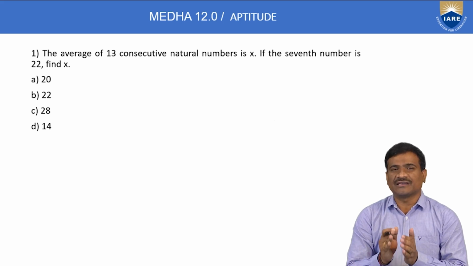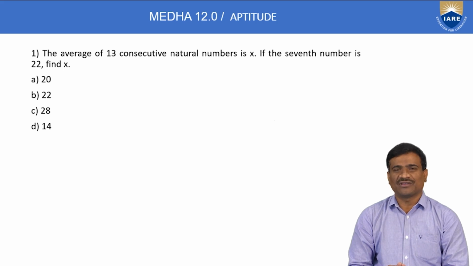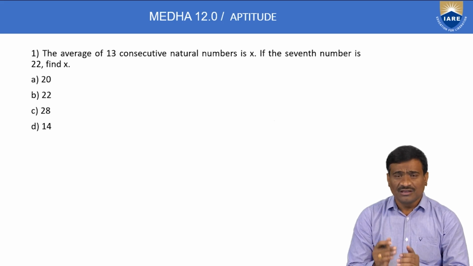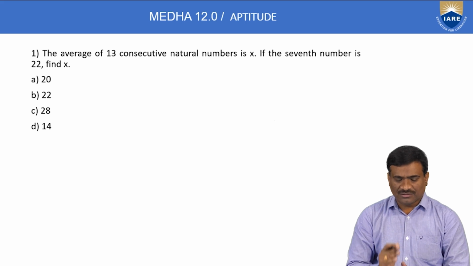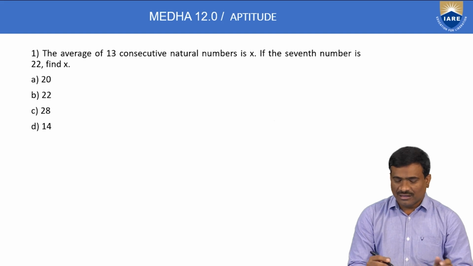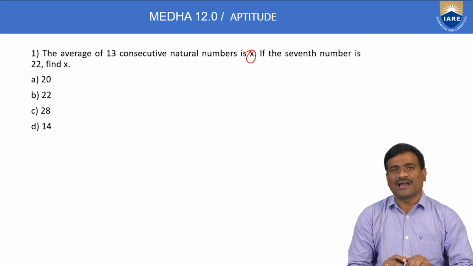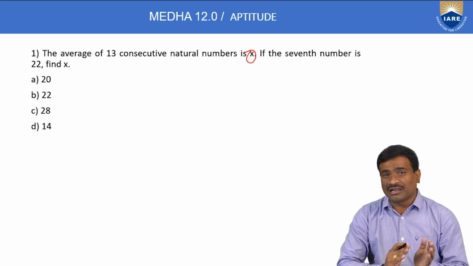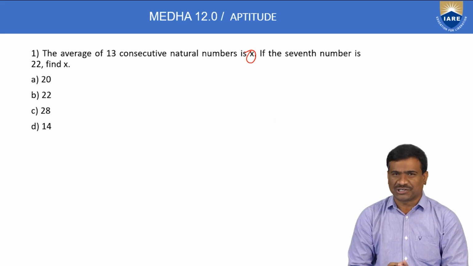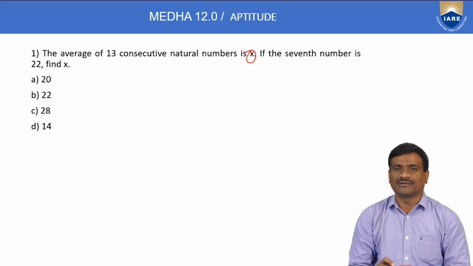Given a series in an arithmetic progression, the average is equal to exactly the middle number of the series. In this example, the average of 13 consecutive natural numbers is x. Average x and total numbers 13. Natural numbers means arithmetic progression, so the average is equal to exactly the middle number. Where n is odd, the middle number is (n plus 1) by 2.